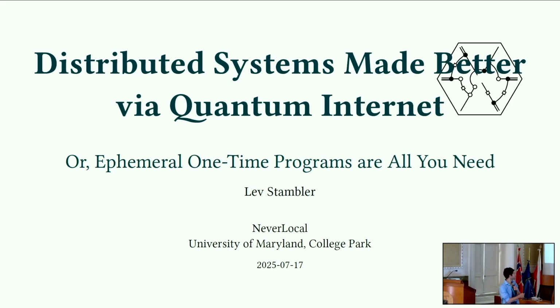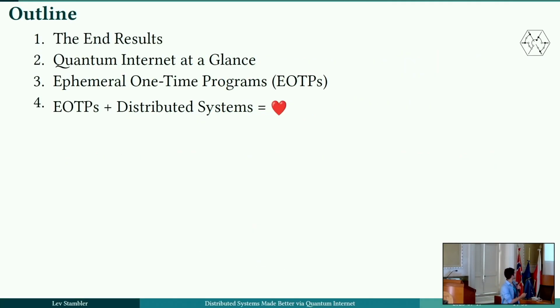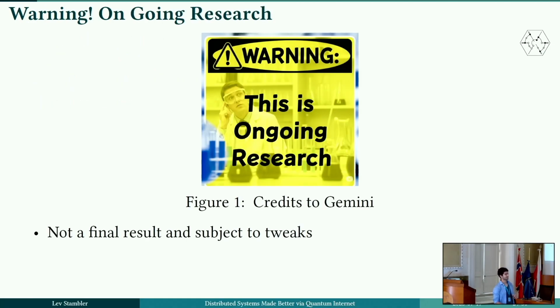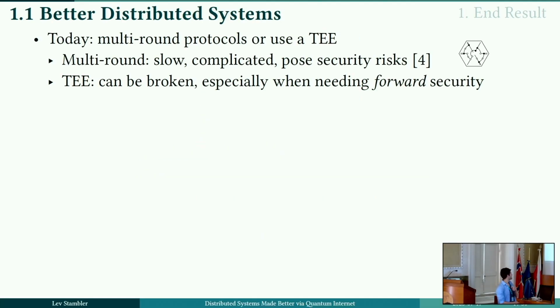So without further ado. All right, a quick outline for the talk. It's very brief. First, we're just going to go over the end results, what we achieve, without getting into any detail. Then talk a bit about the quantum internet, but it's already been introduced. Next, a little bit about the key primitives we're using that were introduced earlier, one-time programs. And then finally, a couple seconds of cryptography. If you guys aren't into cryptography, that's fine too. Okay, so again, a warning, this is ongoing research, so take it with a grain of salt, please.